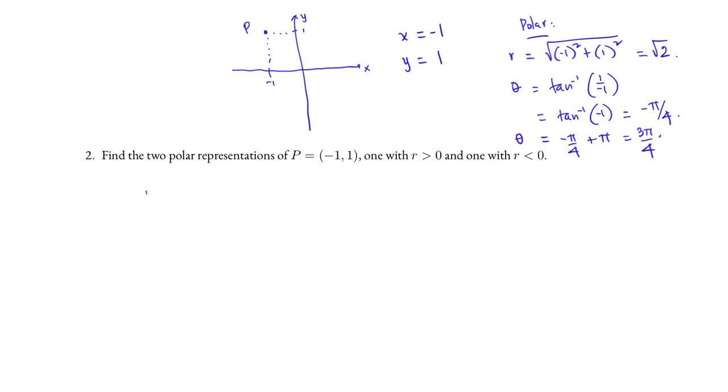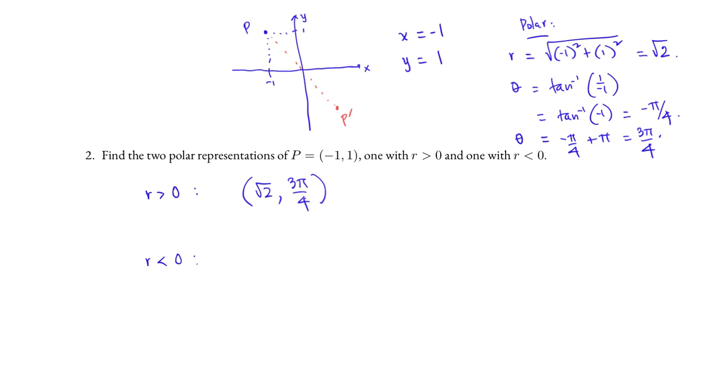Thus, with the positive radial coordinate, the point we need is square root of 2, 3pi/4. With the negative radial coordinate, we would first need to go to the opposite side. The point P is in the second quadrant, thus we would first need to go to the fourth quadrant to get the point P prime.